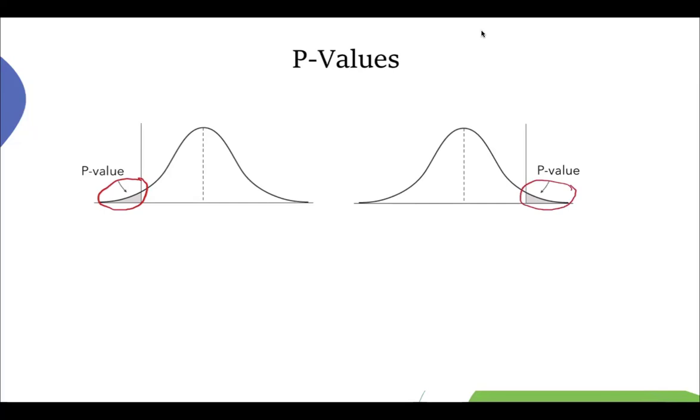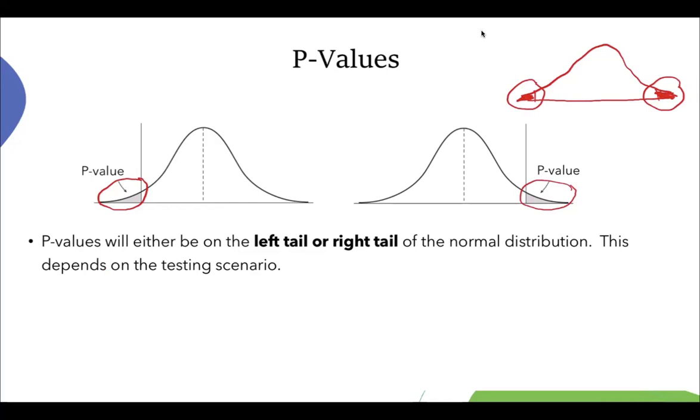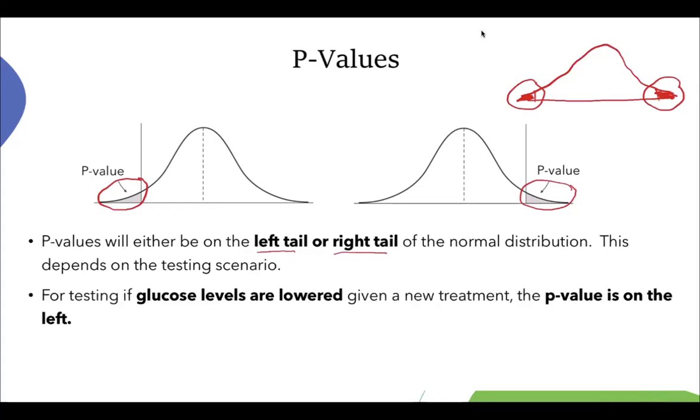And there is a third type of hypothesis test that I'm not going to cover this semester, but it does have p-values on both sides. These are called bidirectional hypothesis tests, and I'm not going to be covering those types, but they are valid and they are out there if you want to look them up. So the p-values that I'm going to be using are either going to be in the left tail or the right tail of the normal distribution, and it all depends on the testing scenario.